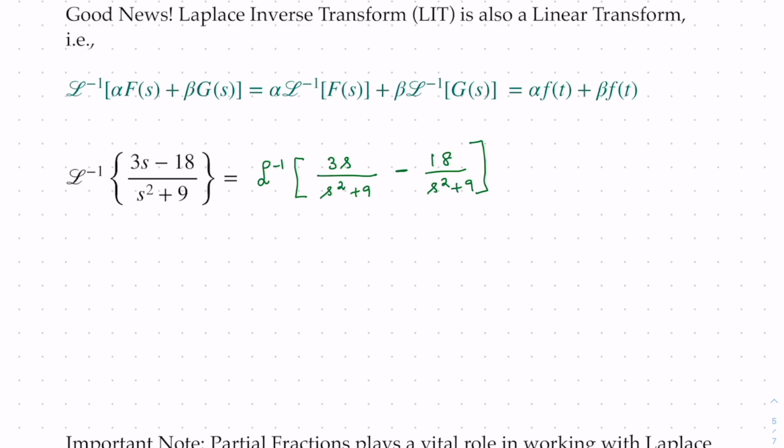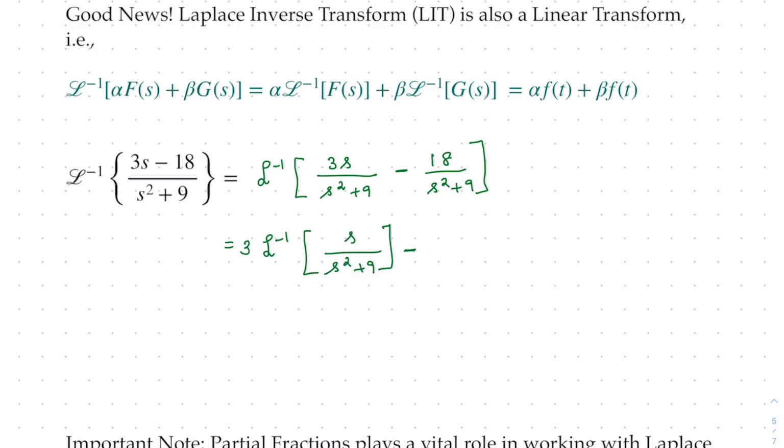All right, so therefore what I'm going to do here is rewrite this as Laplace inverse of s over s squared plus 9. Thanks to the linearity, I can pull out this 3 outside. When I do that, I'm going to have a 3 over here, right?